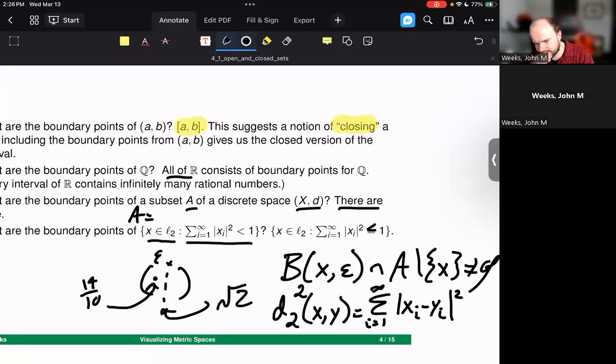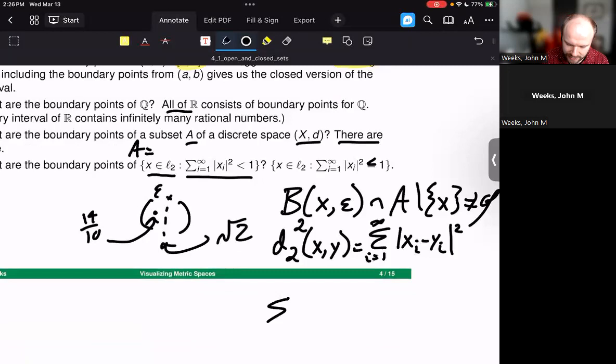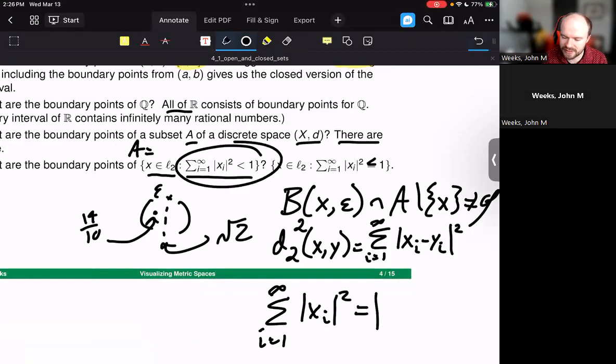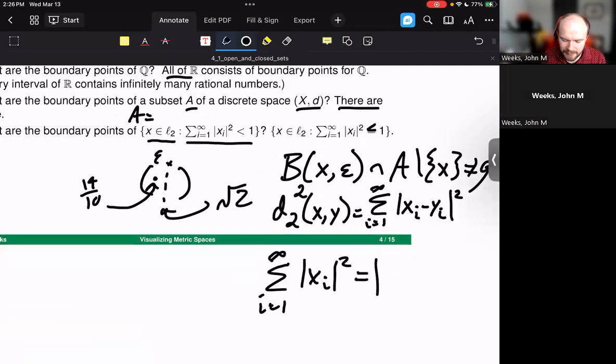So, what about it? How can I show that something that has the sum as i goes from 1 to infinity of x sub i squared equal to 1 is close to anything where this is less than 1? Well, think about this. Let's say that this is an x such that this is true. Then I'm going to be taking the ball around that with radius epsilon and looking at all of the things that are close to that point. Well, what is something that could be close to that point?